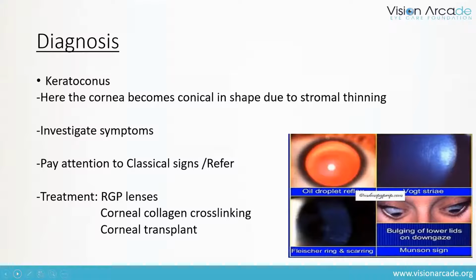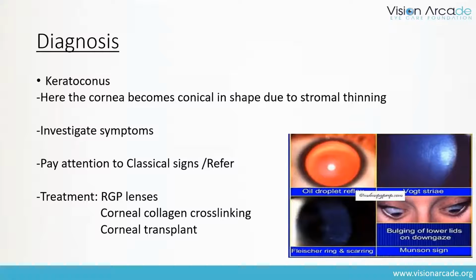So how do we check for this? If you move about 30 centimeters with your ophthalmoscope and look into the eye of your patient, you may notice the oil droplet reflex. Two, on your slit lamp, you ask your patient to look down and you lift the lids up. You can see the bulging of the lower lids on down gaze. So that's your Munson sign.